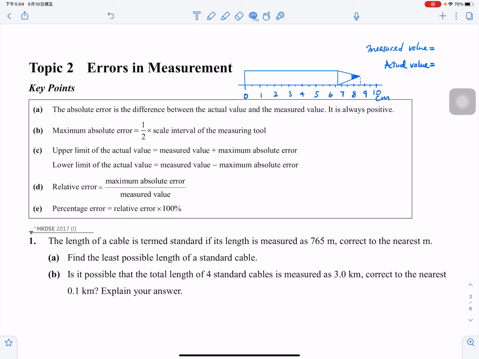Now today we have a look at the errors in measurement. Errors. Do you remember? Okay. There are several terms about errors. Do you remember? Okay. First, absolute error. What is absolute error? That means the difference between the actual value and the measured value, and it is always positive.